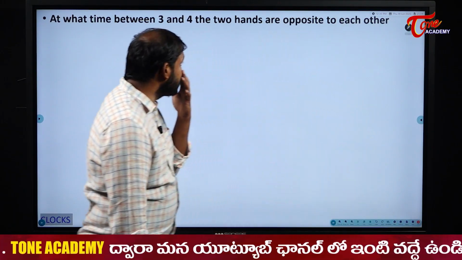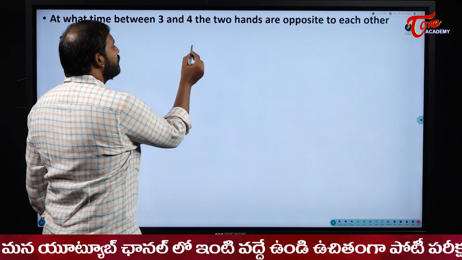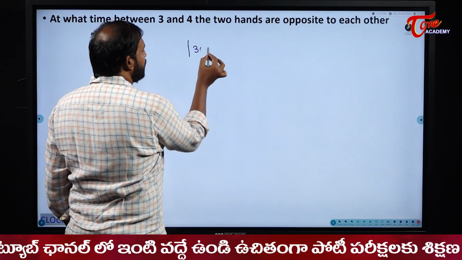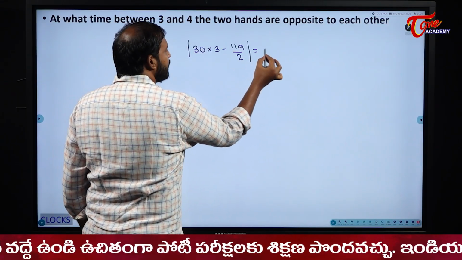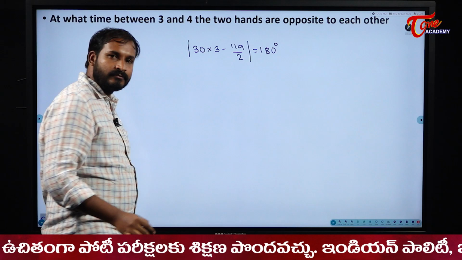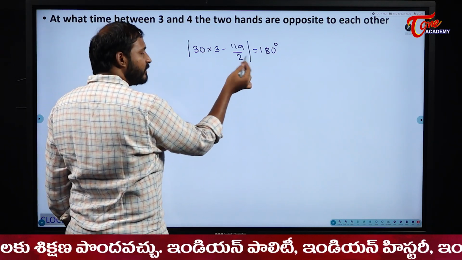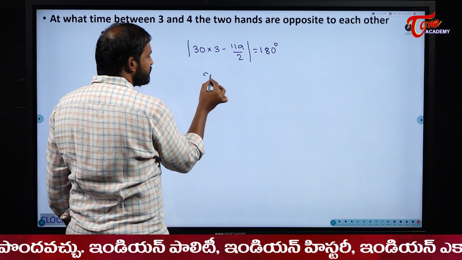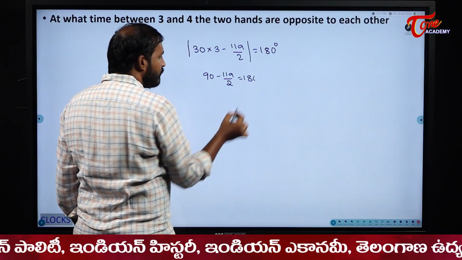Now, see the next one, between 3 and 4. As usual, what will the time we will take? 30 into 3 minus 11a by 2 is equal to 180 degrees. Okay, now I will do the same thing. I will go with plus 180. For instance, what does it become? 90 minus 11a by 2 will become what? 180. I will go with plus 180.